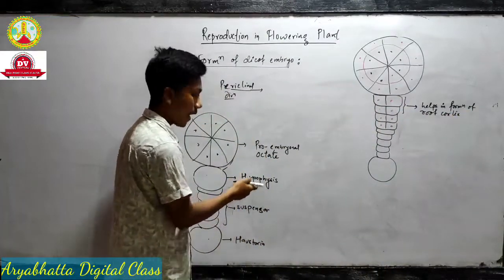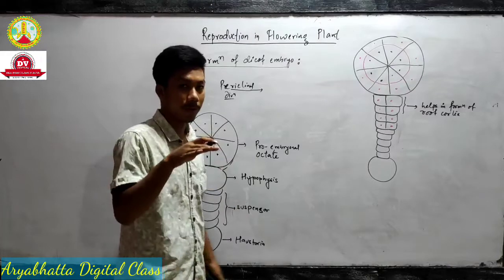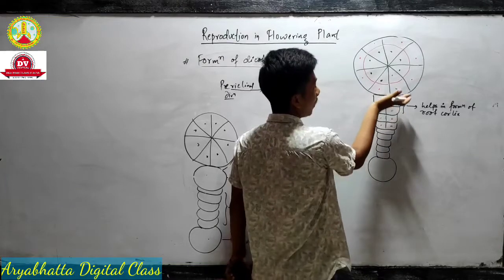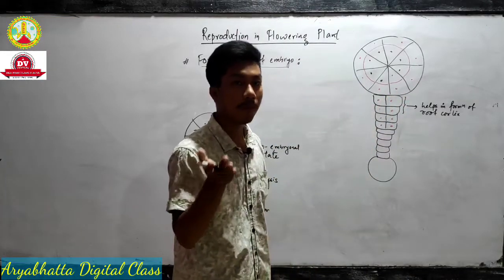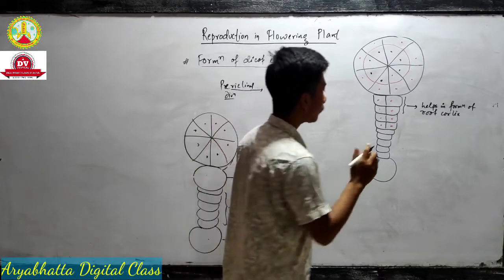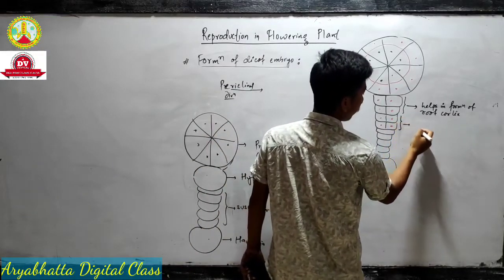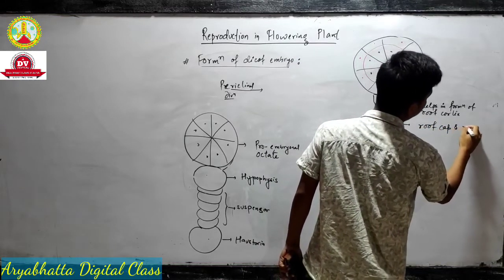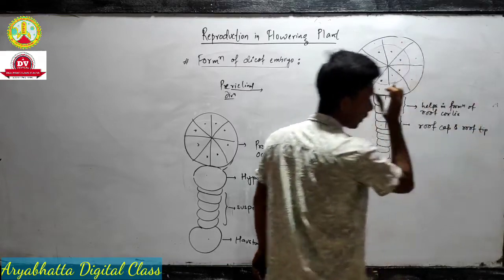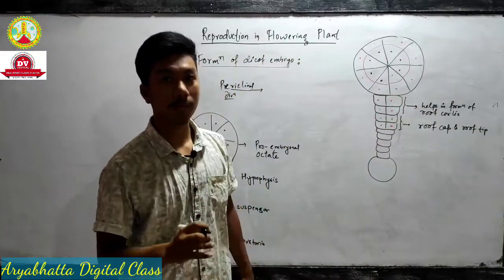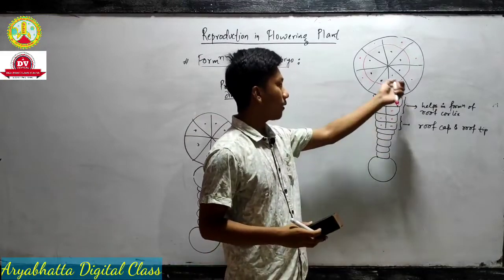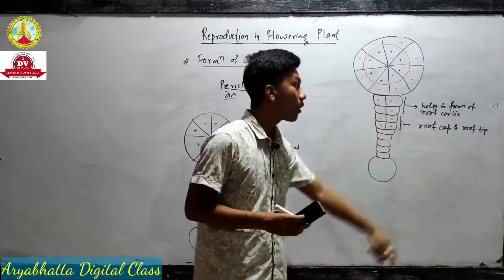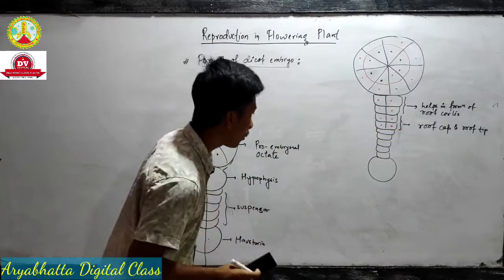Hypophysis means what? Hypo means below, the structure that is present below. Epi means above. So the upper four cells help in the formation of the root cortex later. Then the lower cells help in the formation of root cap and root tip. So we need to know the fate of the cell. The upper four cells help in the formation of root cortex, and the lower four cells help in the formation of root cap and root tip.